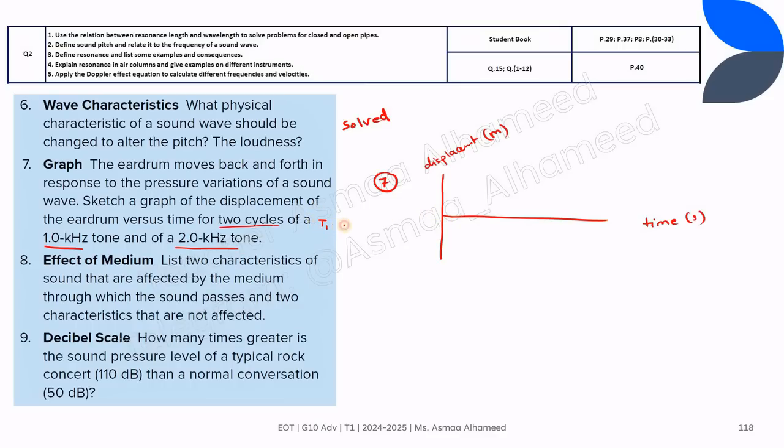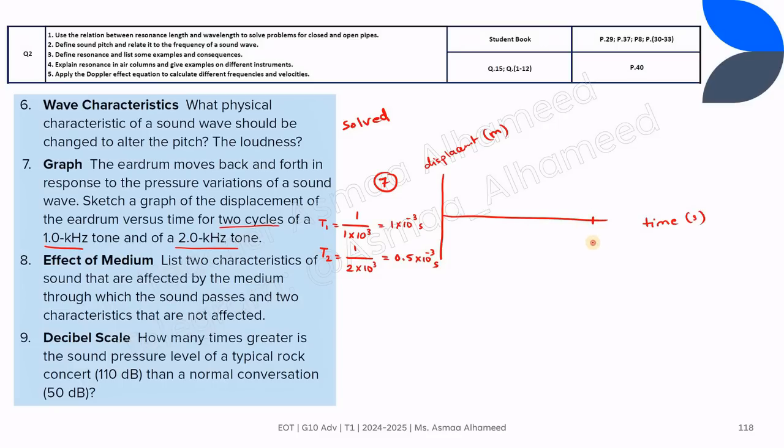So we find period 1, which is equal to 1 over f, 1 over 10 to the power 3 because kilo, and this will be 1 times 10 to power minus 3 seconds. Now we find the second period, which is equal to 1 over 2 times 10 to power 3, 2 kilohertz, and this will be 0.5 times 10 to power minus 3 seconds. Now we can draw for a period of 1 millisecond and another period for half millisecond.